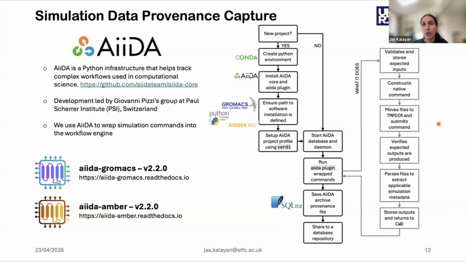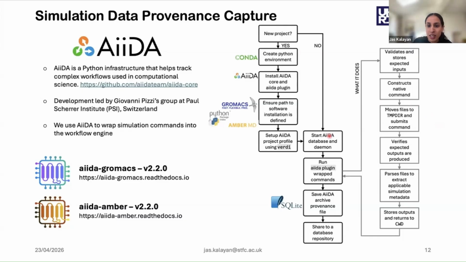We've taken the 2 most popular simulation engines used in BioSim, GROMACS and Amber, which represent about 90% of our users. And we have wrapped the commands that are run in these programs into AiiDA. What this basically allows you to do is run your commands as you would have done when performing your simulation. But in the background, AiiDA is able to extract important information about how commands are run, without a user having to really worry about it.